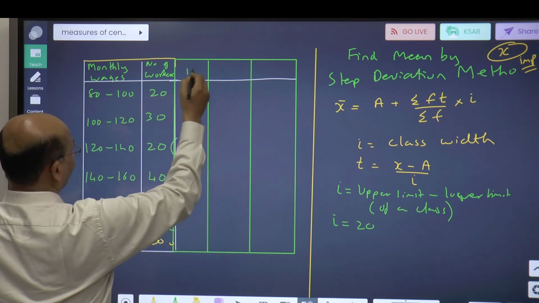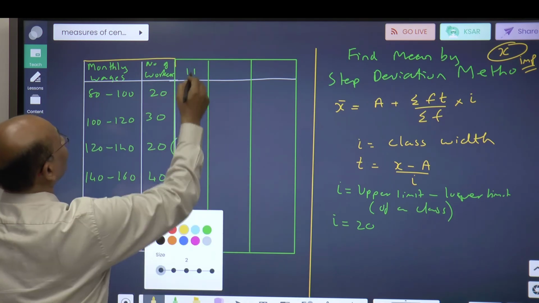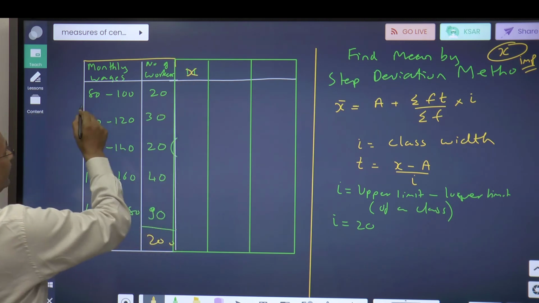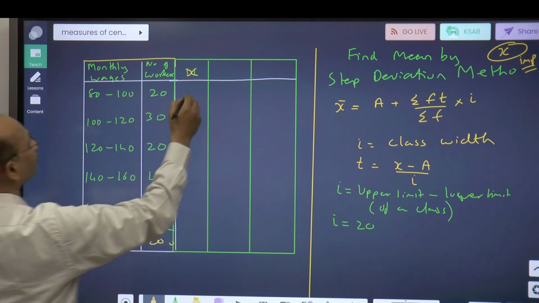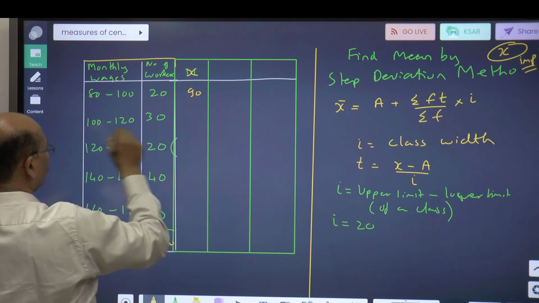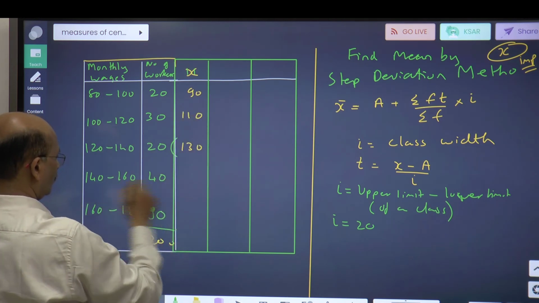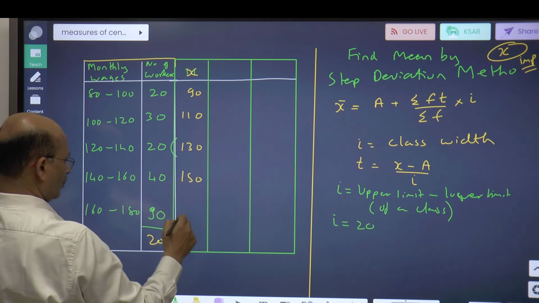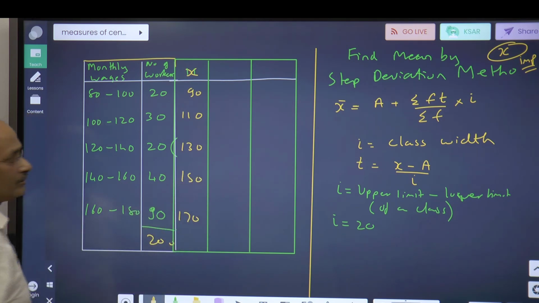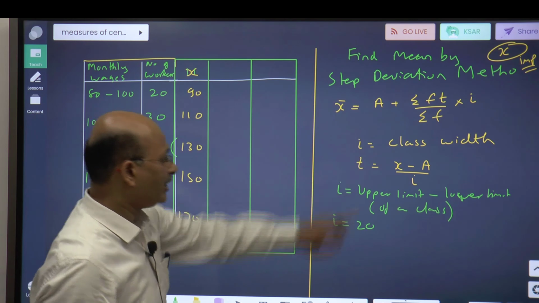So I'll get x first here. So 90, 110, 130, 150, 170. I got it. Now I got x, so I get t now.